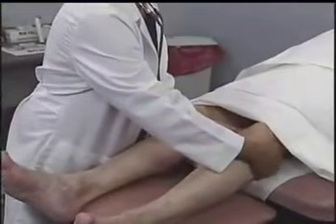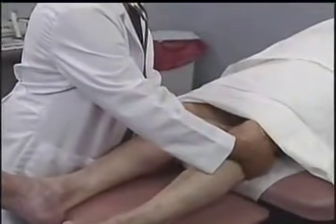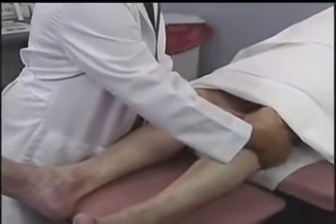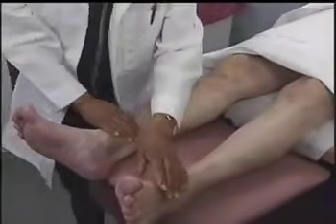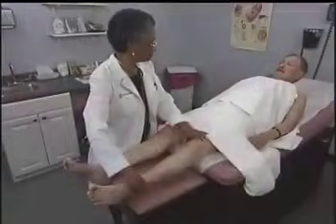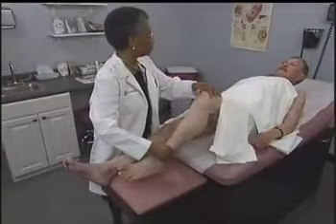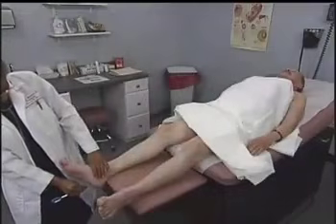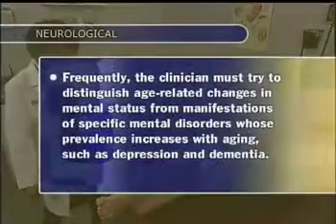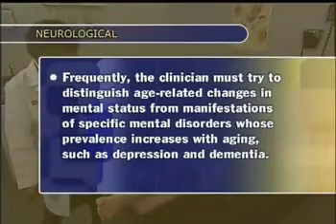With the patient remaining supine, examine the hips, knees, ankles, and feet for any changes indicating degenerative joint disease or other joint conditions. You can now complete your neurological examination by further assessing the lower extremities, including motor strength, sensation, and upper and lower extremity reflexes. Frequently, the clinician must try to distinguish age-related changes in mental status from manifestations of specific mental disorders whose prevalence increases with aging, such as depression and dementia.